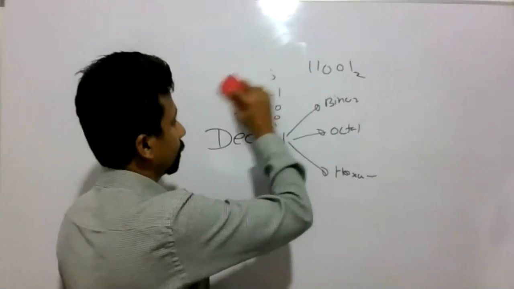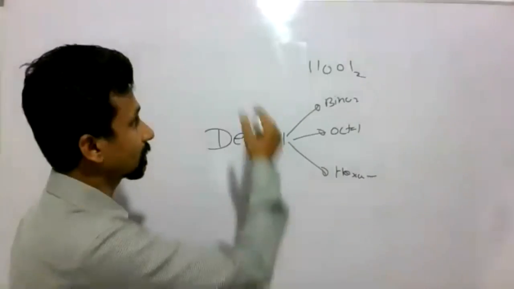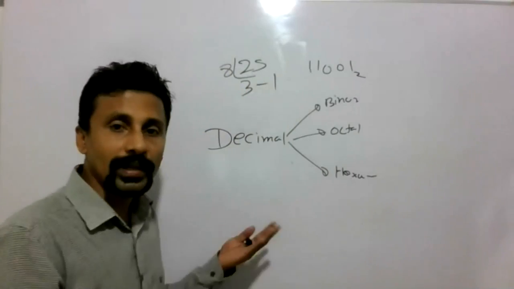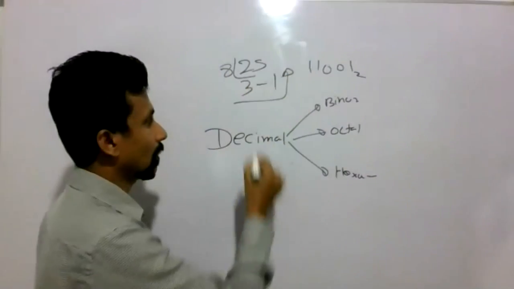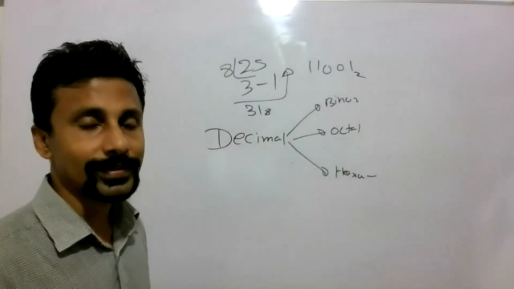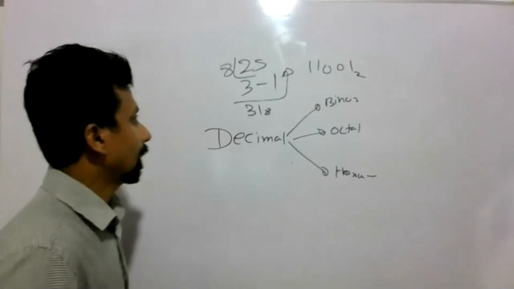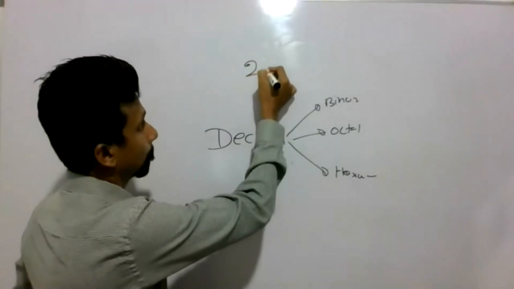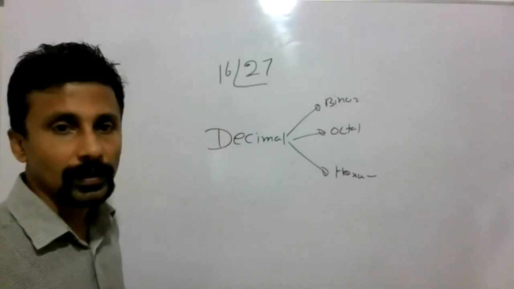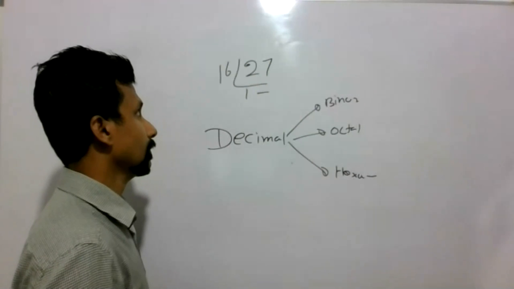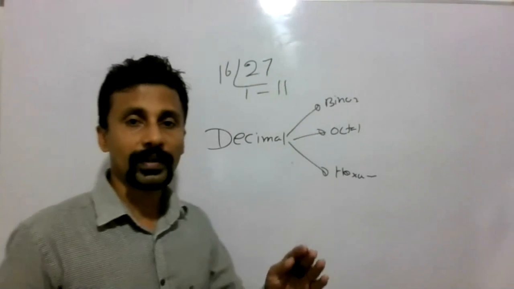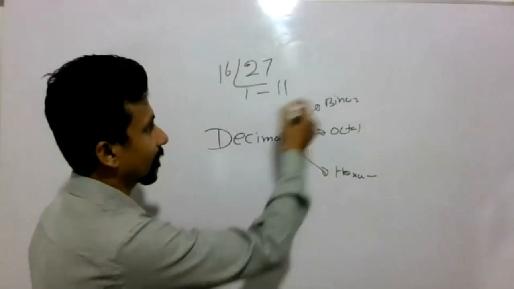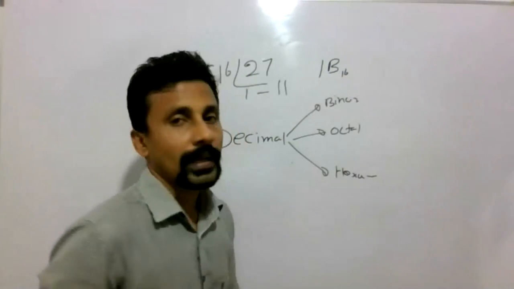If you take octal, I'll take the same example because I can divide quickly. 25 divided by 8 is 3, 24, remaining is 1. You can't divide it again, so you stop there and read from bottom to top. That is 31. 31 is the value. If you take hexadecimal, I'll take 27. Divide by 16. So 1 is there, and the remaining value is 11. When you take 11 in hexadecimal, you have to represent it with capital B. So I can write the answer 1B; my base value is 16.